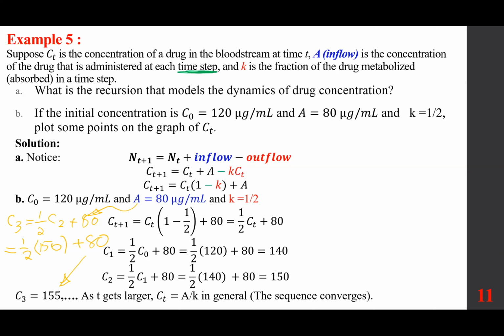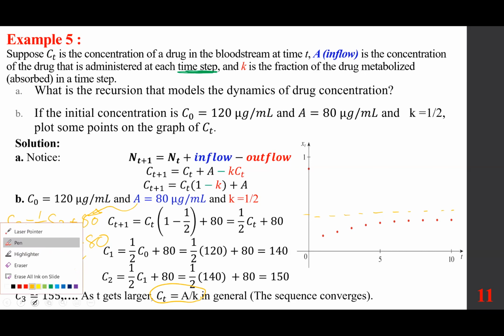Now, as t gets larger, C sub t goes to A over k, which is the sequence that converges. I want to explain this one quickly, and we will get to more details when we get to limits. The idea is what happens if we keep on giving the same amount of medication to the patient, and we want to be careful with that. It will never ever go beyond this amount, which is a horizontal asymptote, and it can be calculated using A over K.